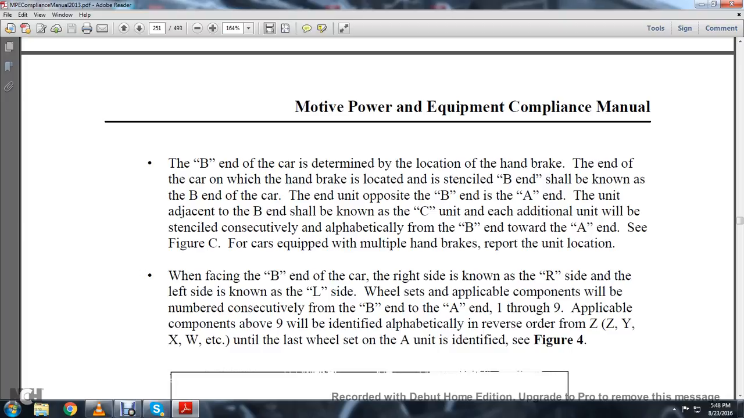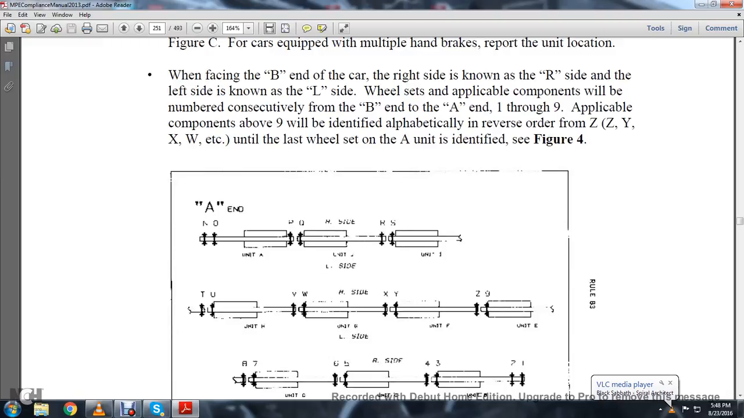Report a unit location when facing the B end: the right side of the car is known as the right side, and the left side is known as the left side. Wheel sets with the applicable components will be numbered consecutively from the B end to the A end, 1 through 9. Applicable components above 9 will be identified in reverse order from Z, Y, X, W until the last wheel set in the A unit, as shown in Figure 4. So you have your A end and it goes to Z.